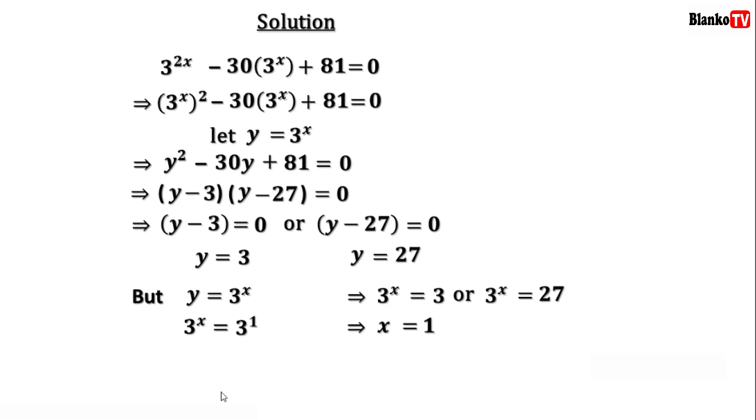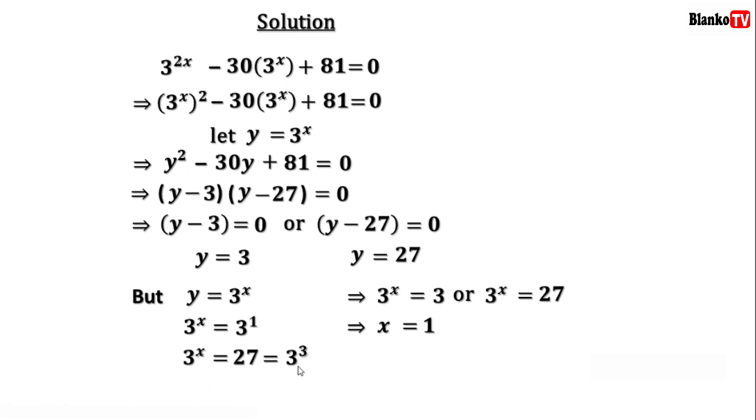Okay, or 3 raised to the power x equals 27. So we have to break the 27 down so that we can get a common base on the left and the right hand side. So we have 3 raised to the power 3. 3 raised to the power 3 is the same as 27. So 3 raised to the power x is equal to 27, which is equal to 3 raised to the power 3.